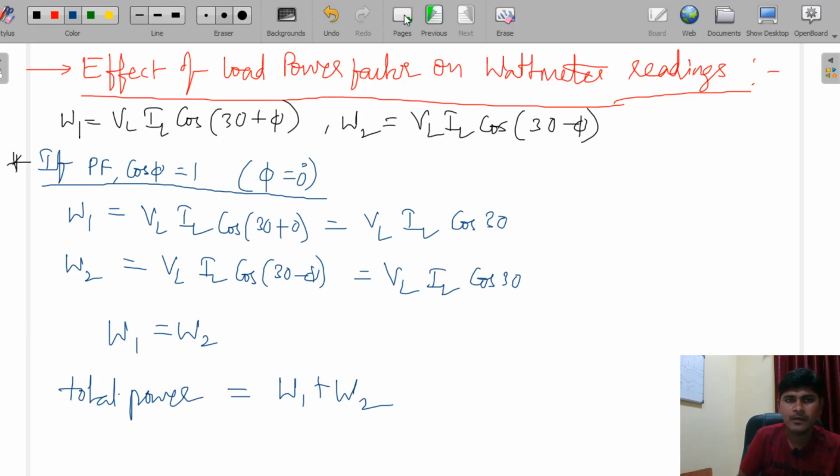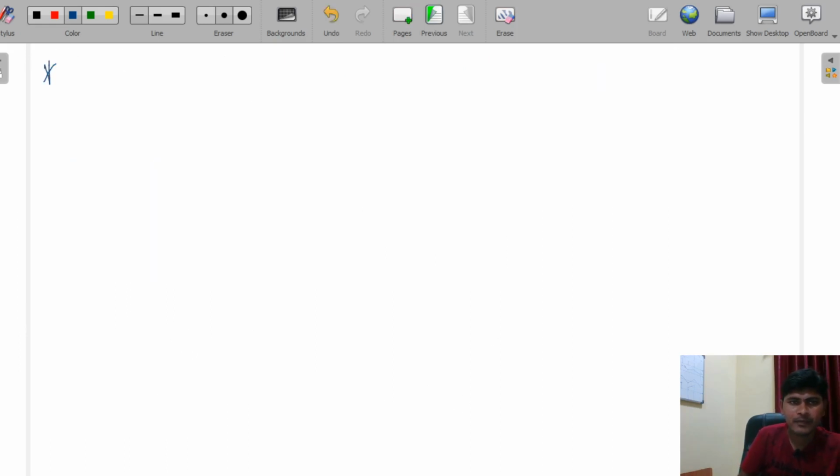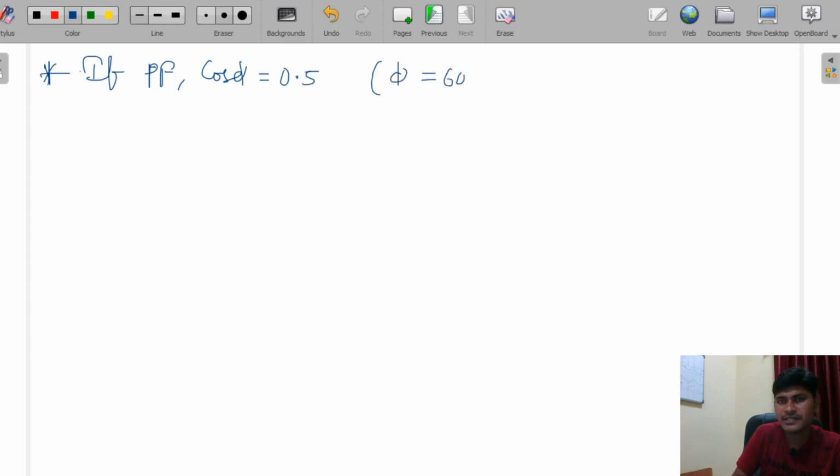Next, if power factor cos phi is equal to 0.5, that is phi is equal to 60 degrees.